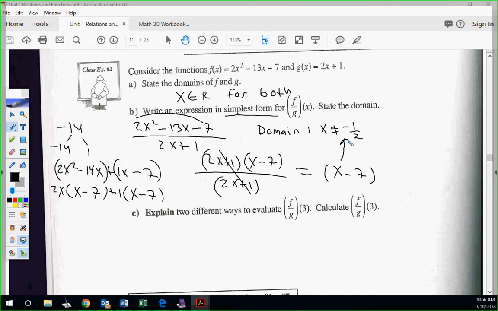Okay, domain restriction of negative 1/2. So that means there's an open dot at x equals negative 1/2. All right, 2 different ways. So let's do this one out loud. 2 different ways, we'll only do one of them. Okay? You can plug 3 in to the very beginning, or you can plug 3 in now, after it's simplified. Okay, you should get the same either way.